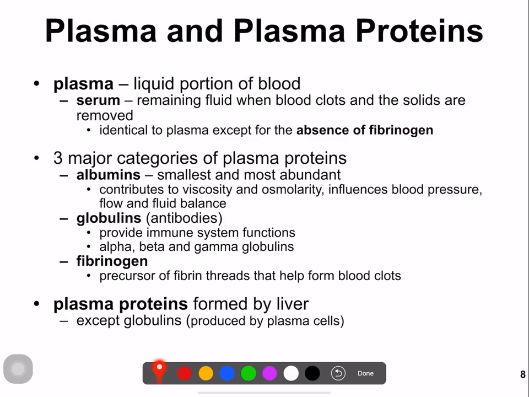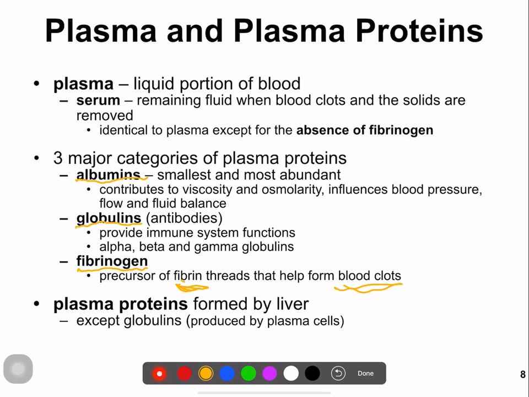There are three major types of plasma proteins. We have the albumins. They're the smallest. They add to viscosity and osmolarity. They influence blood pressure and fluid balance. The next one are globulins. Globulins are antibodies, and in the immune system you'll find out more about antibodies. And there's different variations of that. And another major protein is fibrinogen. Fibrinogen is a precursor to a molecule that we need for clotting, which is called fibrin. And fibrin helps to form blood clots.